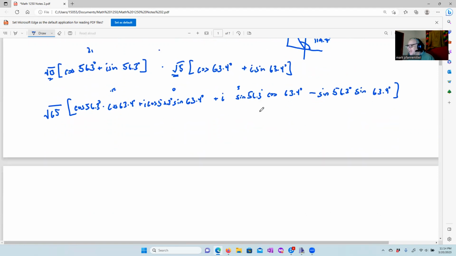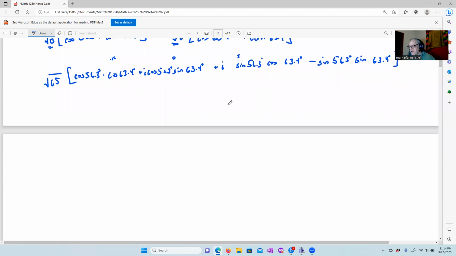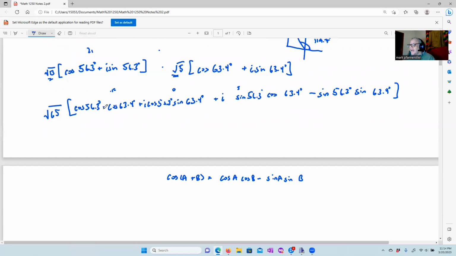If you're in my pre-calculus class at this point, I would ask you, because we've gone over addition of angles formulas for cosines, you remember what cosine of A plus B was? It was cosine of A, cosine of B, minus sine of A, sine of B. Look at this: we've got cosine of the first, cosine of the second, minus sine of the first, sine of the second. That's cosine of A plus B there.